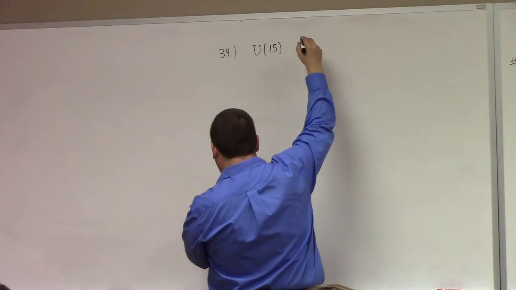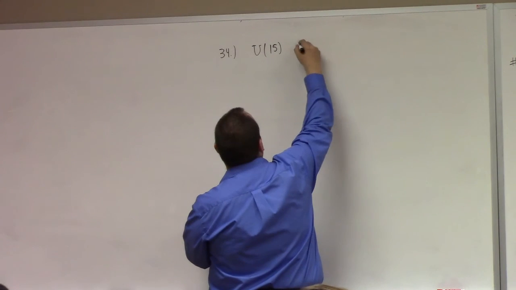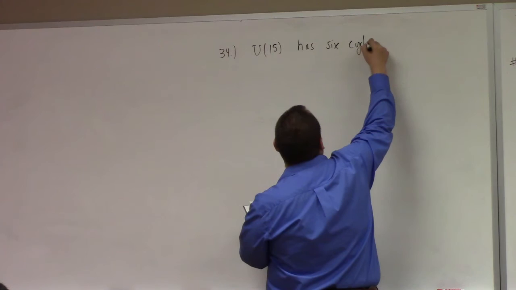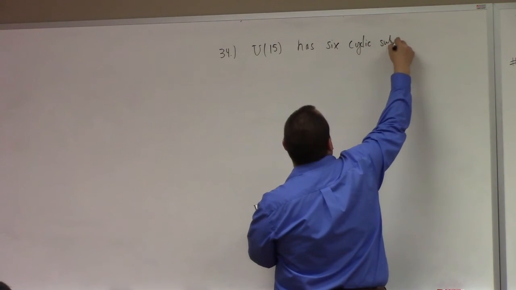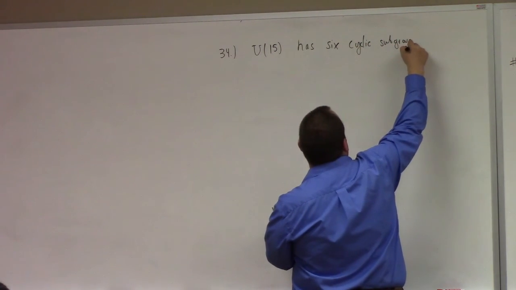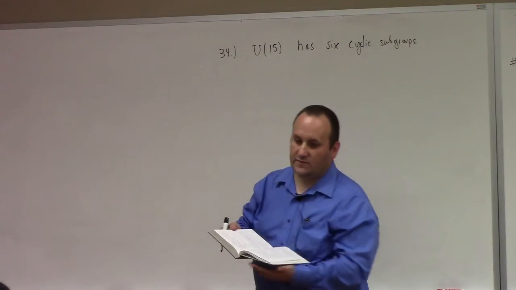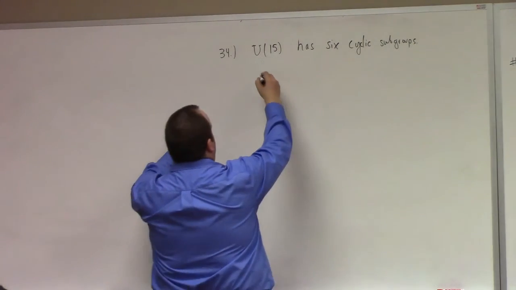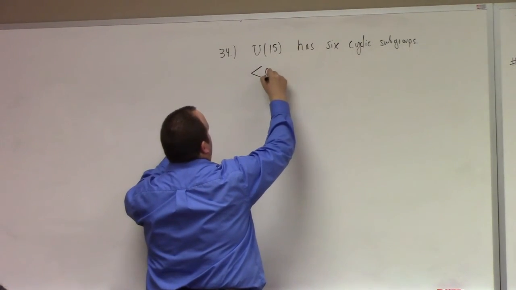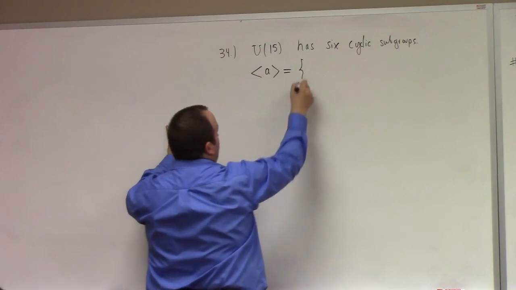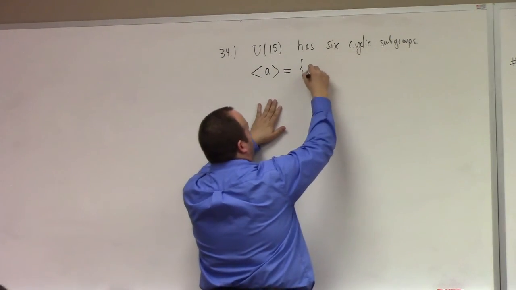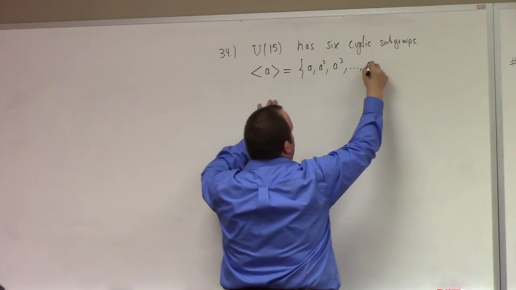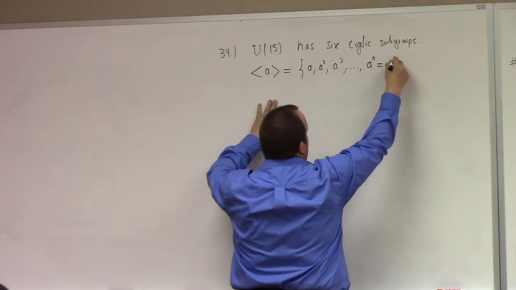U15 has 6 cyclic subgroups. Now, we haven't talked about that yet in lecture, but I will very soon tell you what a cyclic subgroup is. We talked about subgroups last time. A cyclic subgroup in a multiplicative group is something like this: you take an element A, and then the group is formed by A squared, A cubed, and so on. Eventually you get to A to the n equal to E, and you're done.